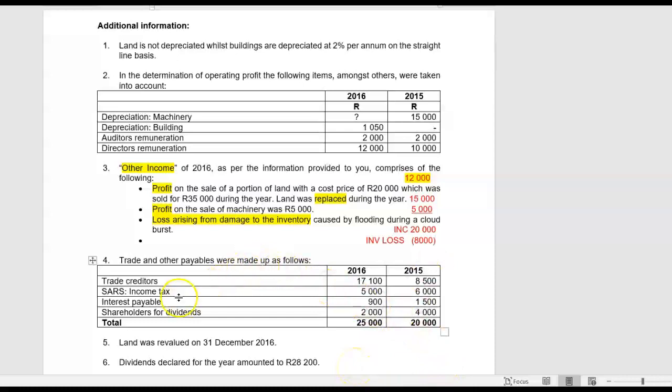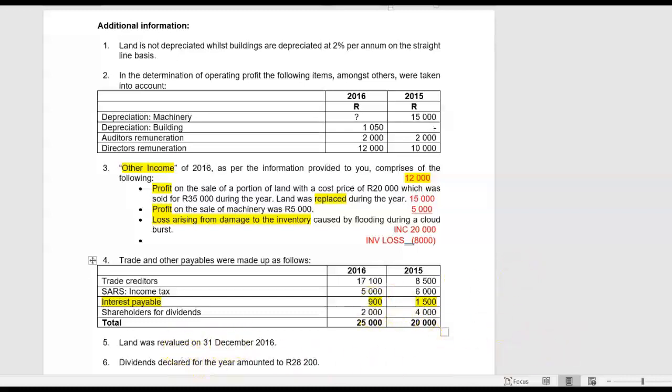Then trade and other payables were made up as follows. Trade creditors, sales income tax, interest payable. Oh, mark that one, so that you don't forget that one, because now there will be a difference between the interest expense and the interest actually paid. And you are going to use both of them. Interest expense, you have to adjust your profit before tax figure with. But when we're actually going to disclose separately interest paid, it's going to be the actual cash flow that took place, and then shareholders for dividends.